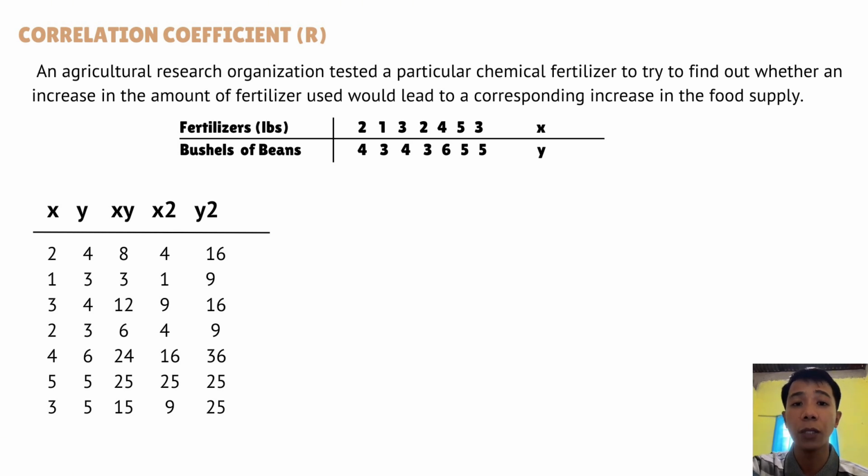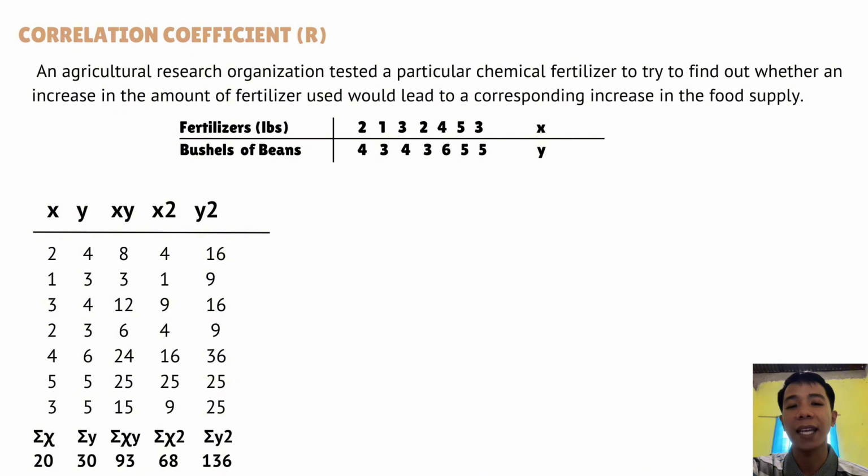We'll add up columns xy, x squared and y squared, so we can find the sums. The sum of x gives you 20, and the sum of y gives you 30, and the sum of xy we get 93, and the sum of x squared we get 68, and the sum of y squared we get 136.